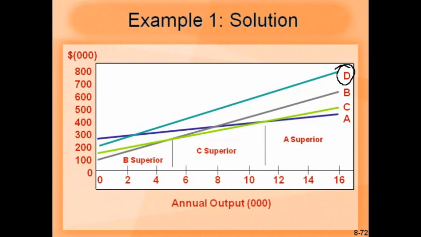Now if the annual output is going to be about 5,000 units or less, then B is superior because of the low cost in that location B. Similarly, location C will give lower cost if the quantity is somewhere between 5,000 and 11,000. That's the second one. Whereas location A is superior if the quantity is going to be more than 11,000.